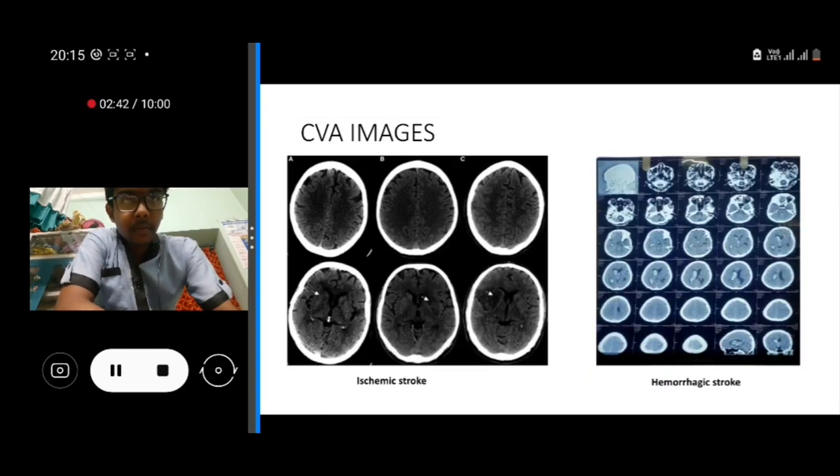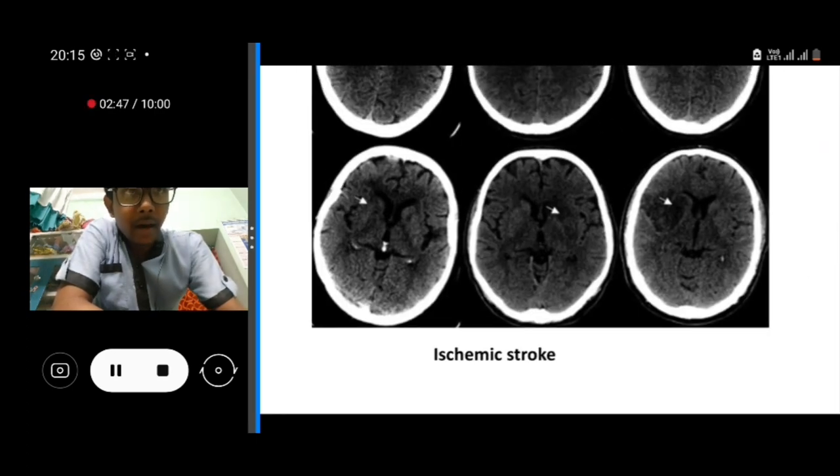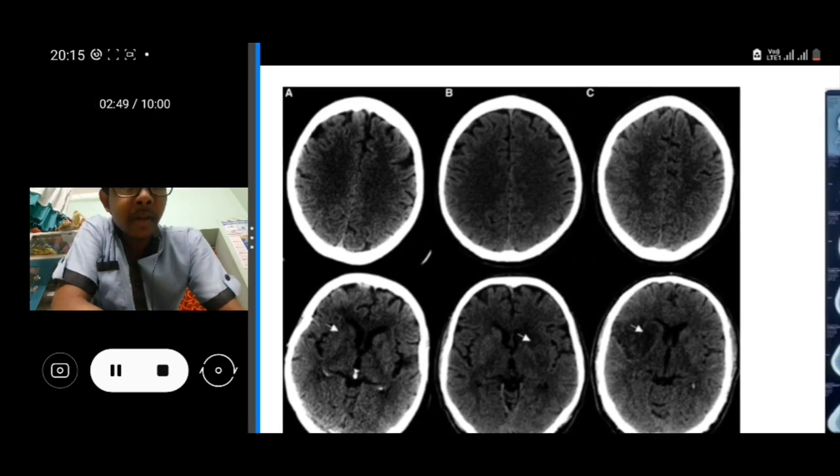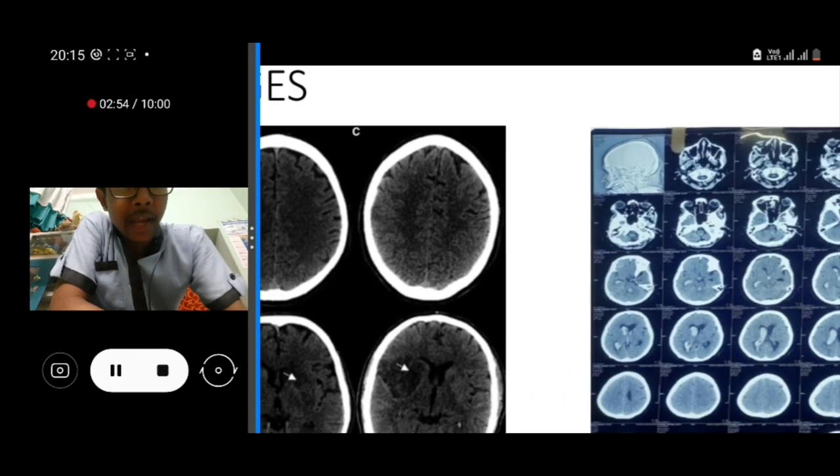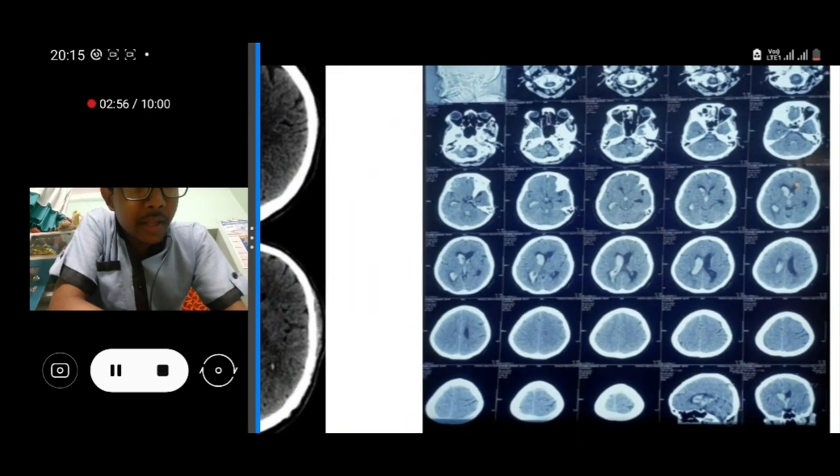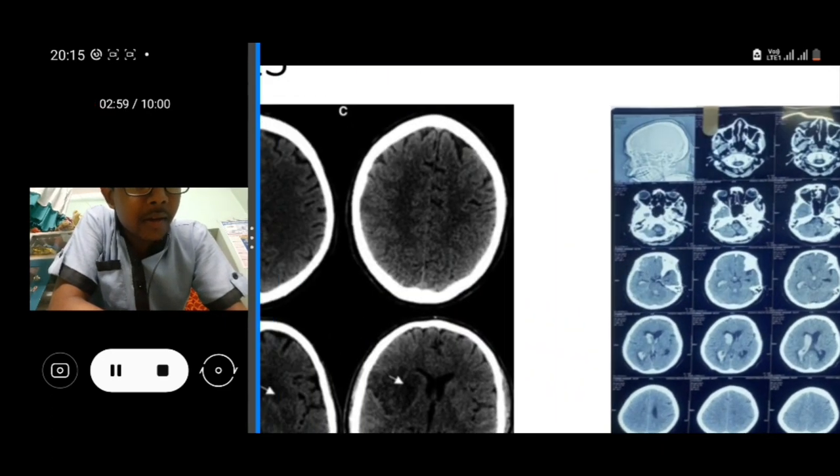See, these are the CVA images. I have said this is an ischemic stroke image. In case of ischemic stroke, the area appears blackish like this, and in case of hemorrhagic stroke, it will appear as a whitish area. I will discuss it.